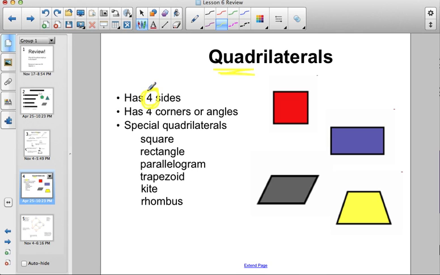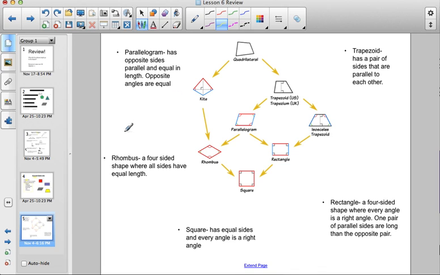But then quadrilateral has special types of this shape or this polygon. And I know that's been kind of hard for people to differentiate. So quadrilateral is any polygon with 4 sides. And then there are different types of quadrilaterals. So many of you know the square. A square has all 4 sides that are the same.